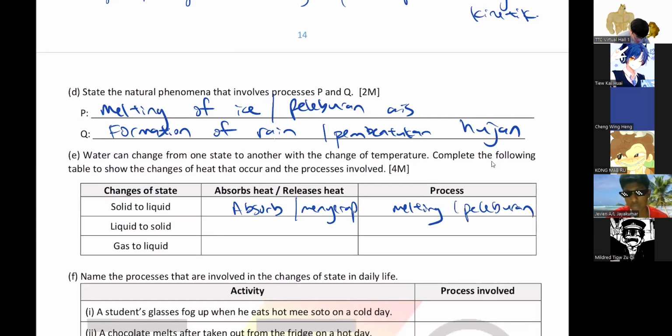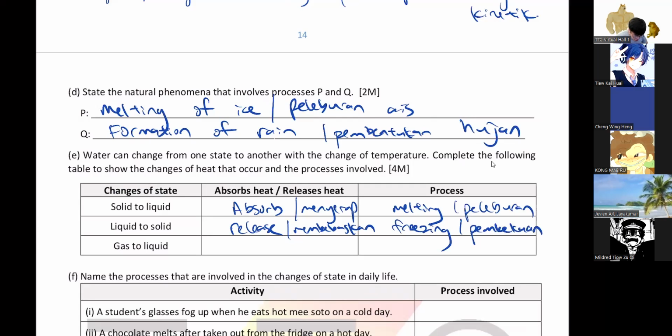I'm just moving fast, guys, because this is really easy. So liquid to solid is releasing heat. Water releases heat, it becomes ice. Membebaskan haba. So the process is called freezing, pembekuan.